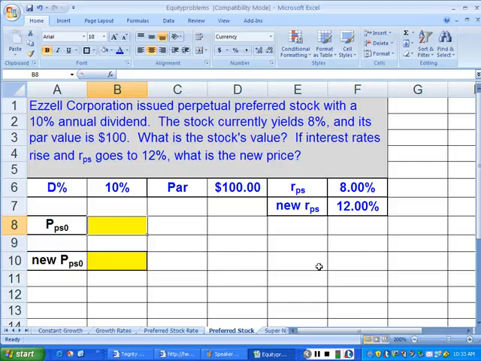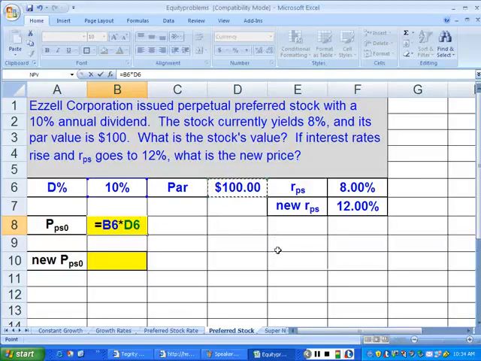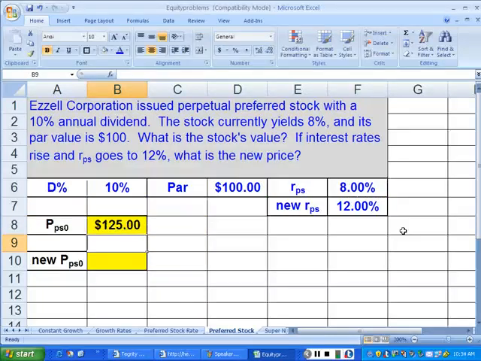And as we've seen previously, what we want to do is to say, well, what is the next dividend? In this case, it's 10% multiplied by the par value. So you've got a $10 dividend that's going to happen. In the Gordon model, we would divide that by the difference between the discount rate and the growth rate. But here the growth rate is 0, so we're just going to divide it by the rate itself. And we're left with a price of $125.